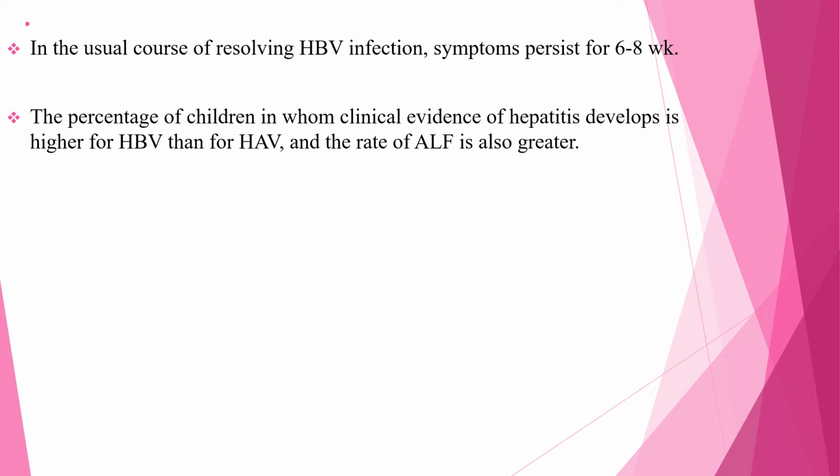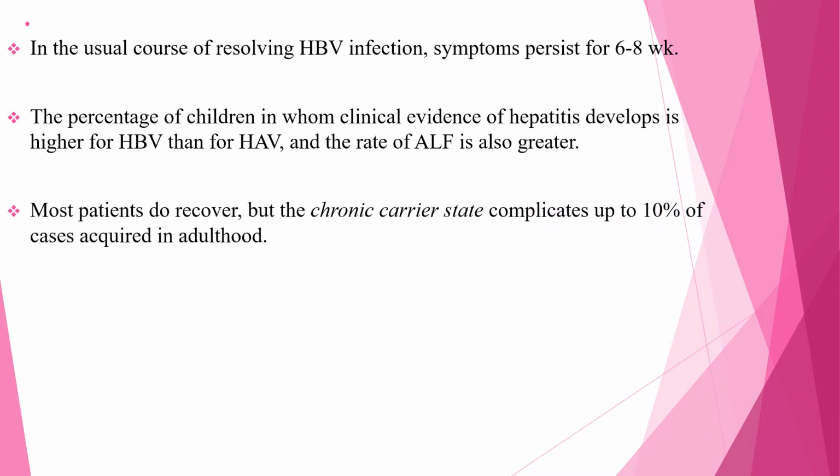The percentage of children in whom clinical evidence of hepatitis develops is higher for hepatitis B virus than for hepatitis A virus, and the rate of acute liver failure is also greater. Most patients do recover, but the chronic carrier state complicates up to 10% of cases acquired in adulthood. Cirrhosis and hepatocellular carcinoma are only seen with chronic infection.